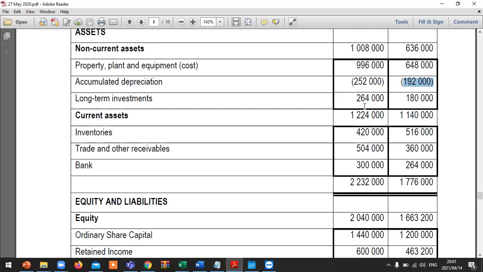Outflow of cash. So now I'm going to give you time to complete the whole cash flow statement, and you can check with me if you are not sure about some of your answers.